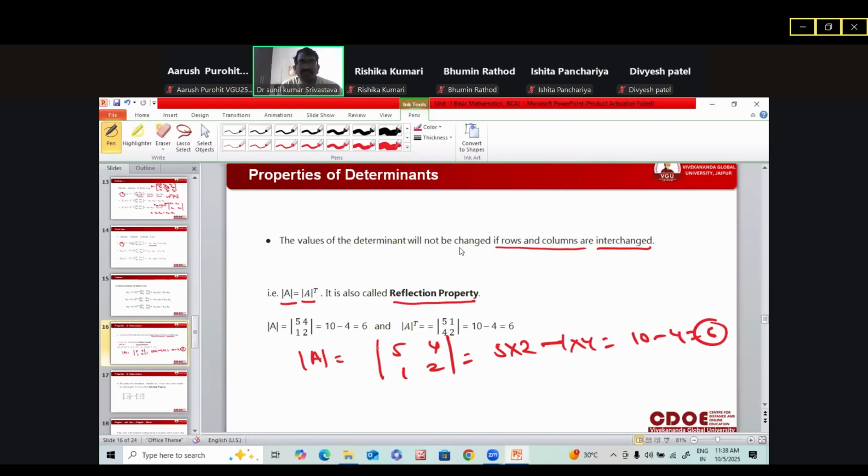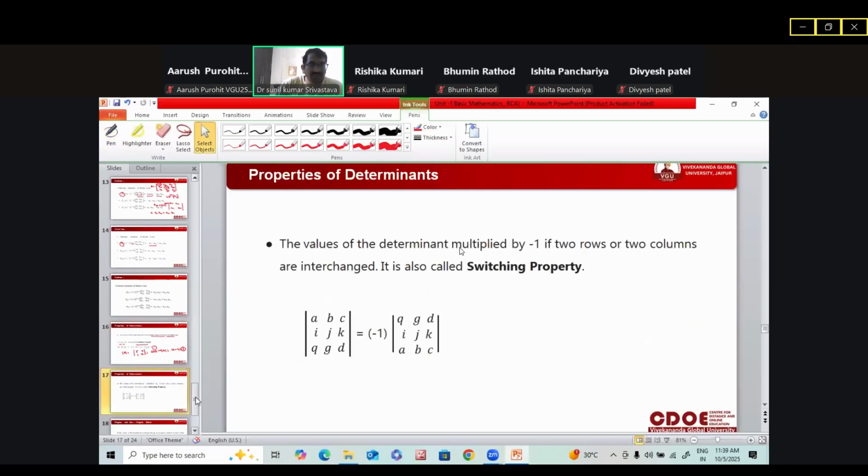But now we change the rows and columns. Then what changes here? The determinant becomes 5, 1 and 4, 2, and its value is also 6. So this reflection property holds here. If we change the rows and columns, its value is not changed.